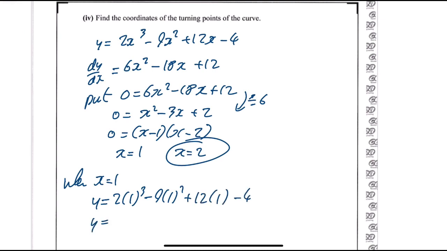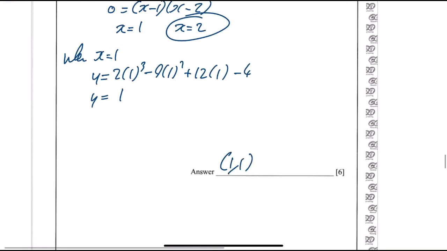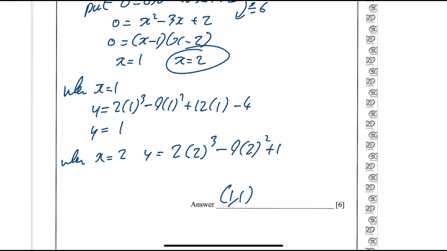So the y value is 1. So one of your coordinates is (1, 1). And the other one, just say when x equals 2, y is going to be equal to 2 times 2 cubed minus 9 times 2 squared plus 12 times 2 minus 4. So y is equal to 0. So as we had hoped, it was 0. (2, 0), sorry, is one of your turning points.